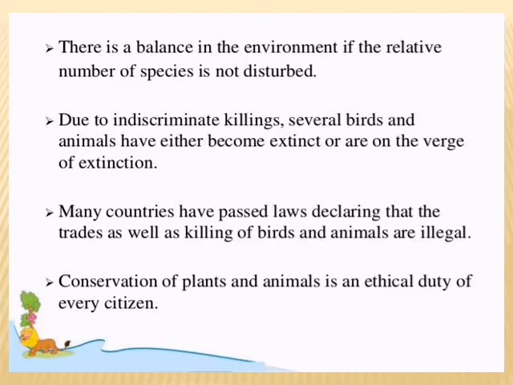Awareness programs like social forestry and Vana Mahotsava should be encouraged at the regional and community level. School children should be encouraged for bird watching and visiting nature camps so that they can appreciate the habitat of varied species. In short, conservation of plants and animals is an ethical duty of every citizen.